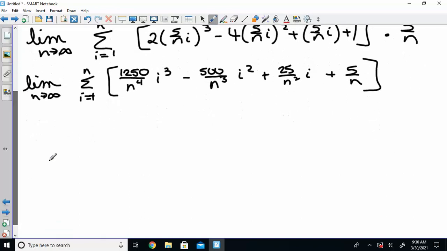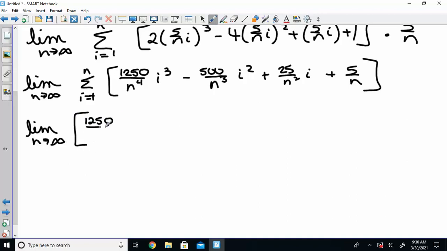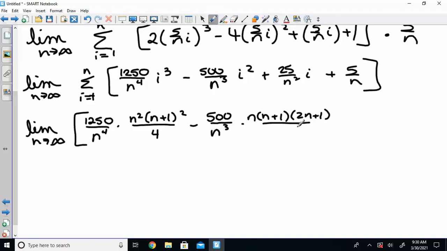So now we do the summation rules. The sum of i cubed is n squared times n plus 1 squared over 4. The sum of i squared is n times n plus 1 times 2n plus 1 over 6. The sum of i is n times n plus 1 over 2. And this would be 5 over n times n.